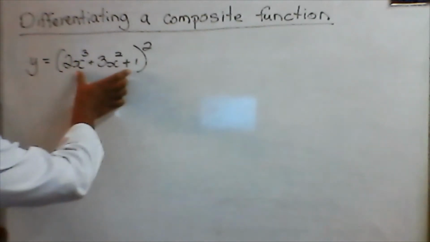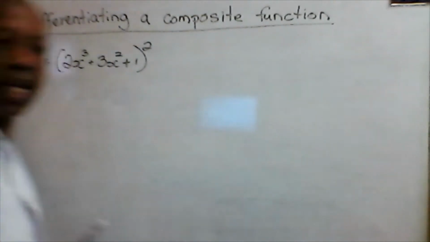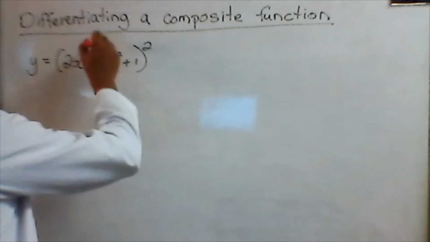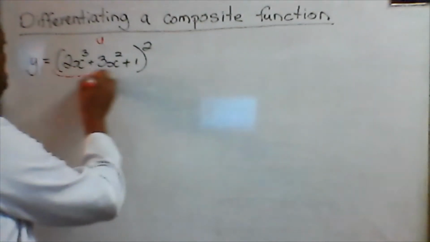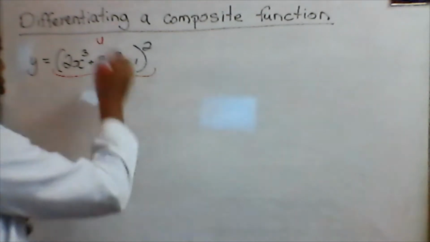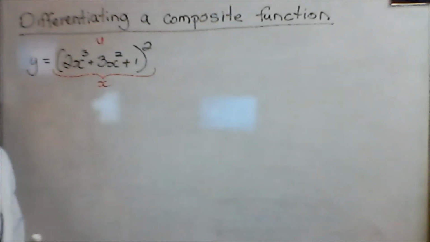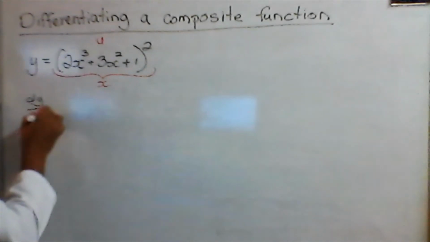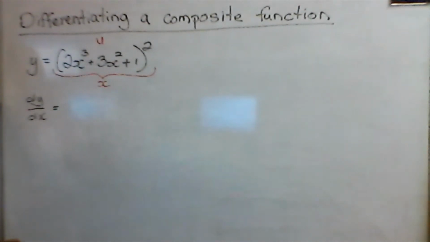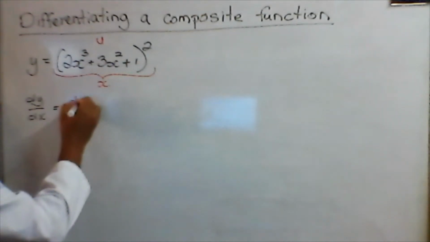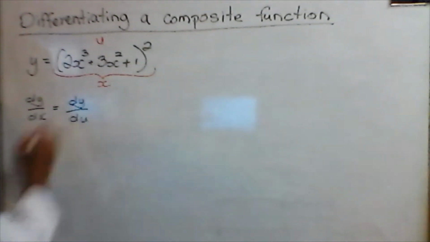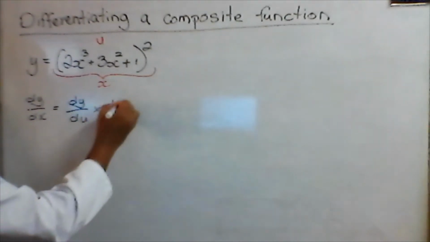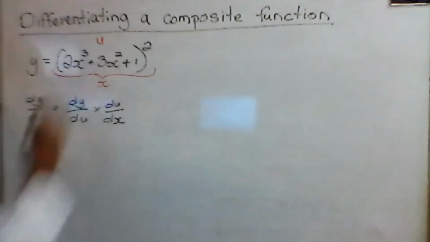There is a function inside the brackets, which we shall call u, and there is the whole overall function, which we shall call a function of x, f of x, and this is f of u, a function of u. So to differentiate this type of function, we say the derivative of y with respect to x will be equal to dy with respect to u multiplied by du with respect to x.